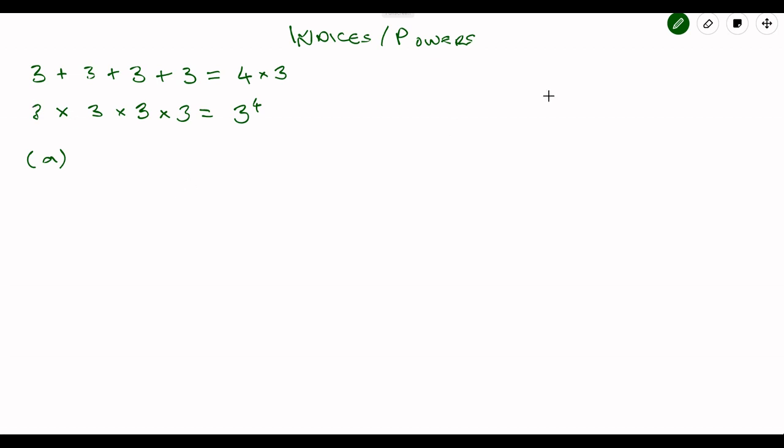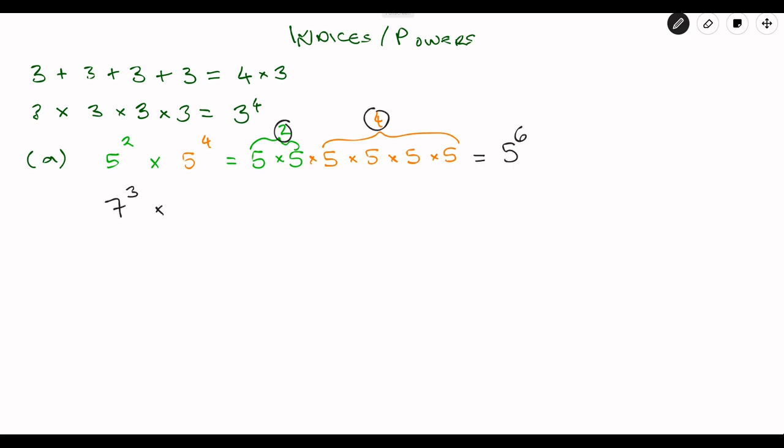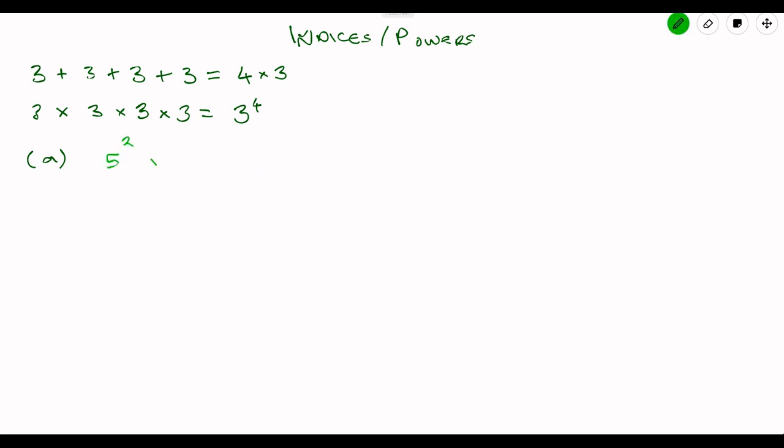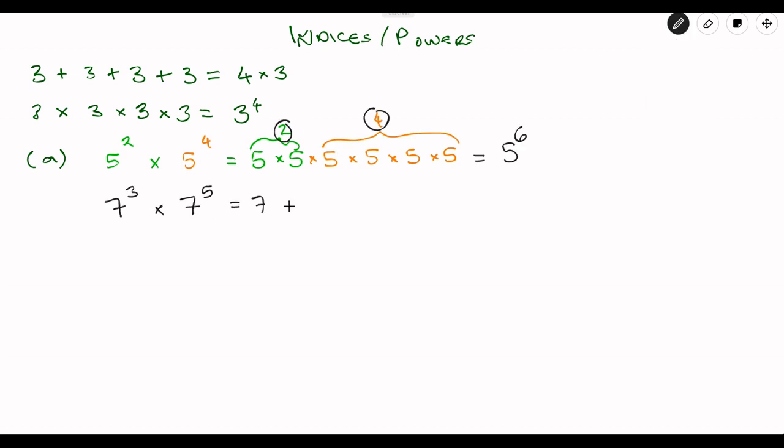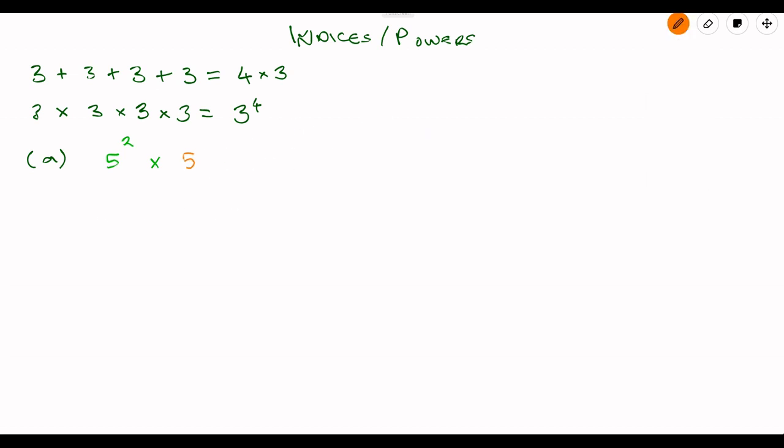So what we're going to do is let's take 5 squared, and we're going to multiply it by 5 to the power of 4, like that. Okay, now to show you how this works, what I'm going to do is just write it out the long way.